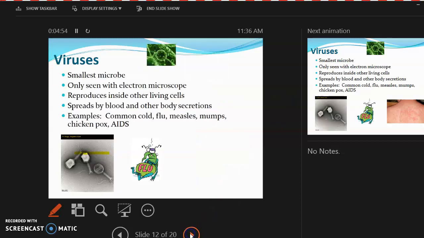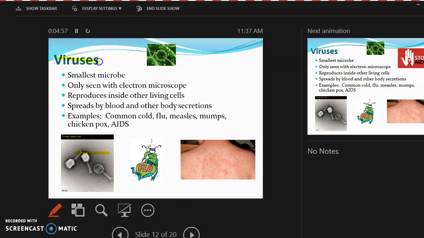So viruses. Viruses are the smallest microbe. They're only seen on an electron microscope. They reproduce inside other living cells, invading them, and are spread by blood and other bodily secretions. Some examples are common flu, common cold, measles, mumps, and chickenpox. They're all spread through bodily secretions.